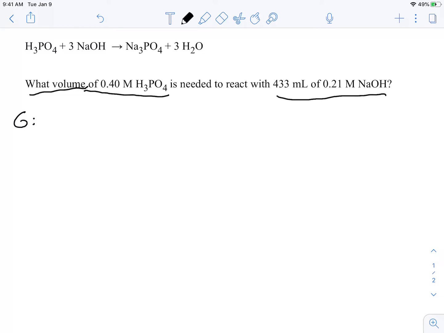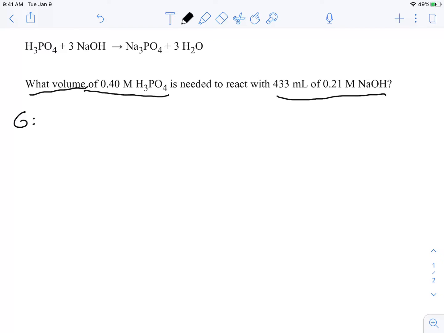An easy way to tell with solution stoich which one is your given is that to be a given, it has to have both molarity and volume. On the right side, 433 milliliters is a volume, of 0.21 molar, which is a molarity. So it can be a given. On the left side, 0.4 molar H3PO4 is missing a volume, so that can't be a given in this particular case. Givens still could be grams or moles, so that would not change at all. But right now, the given is 433 milliliters of 0.21 molar NaOH.